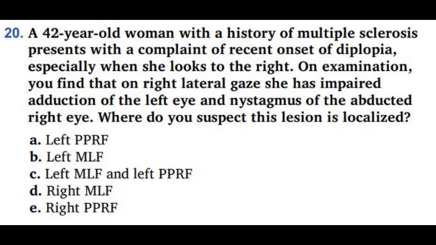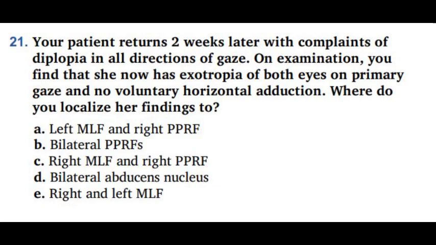So number 21, your patient returns 2 weeks later with complaints of diplopia in all directions of gaze. On examination, you find that she now has exotropia of both eyes on primary gaze and no voluntary horizontal adduction. Where do you localize her findings to? So this is easy. This patient has bilateral INO. Basically, you have right and left MLF damage.